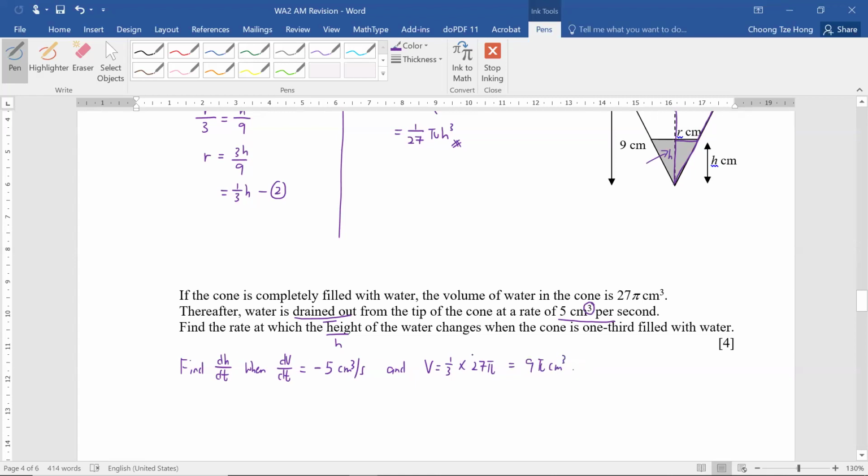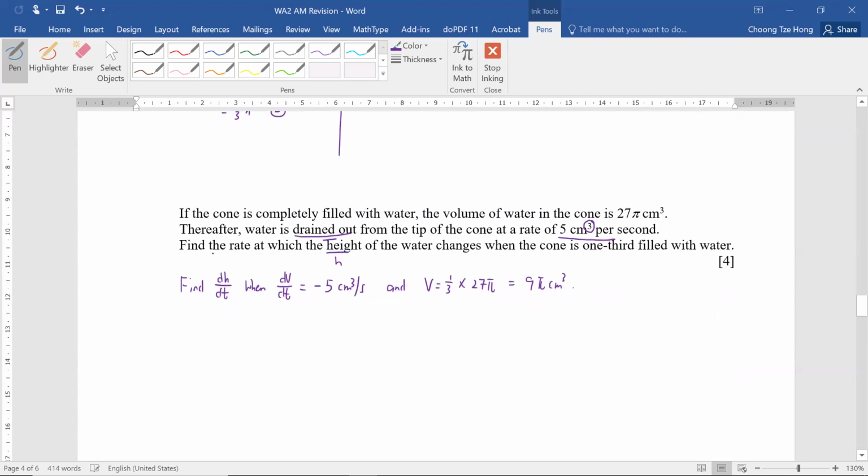Okay, so this is all the info that we have, and the thing that we want to find is dH over dt. So the next step will be to write the connector equation. The thing we want to find, always put on the left hand side. So dH over dt, what we have is dV over dt. Then ask yourself one question: dV over dt times what will give me dH over dt? So you should realize that it's dH over dV. We already know dV over dt is -5. So now we need to find dH over dV.